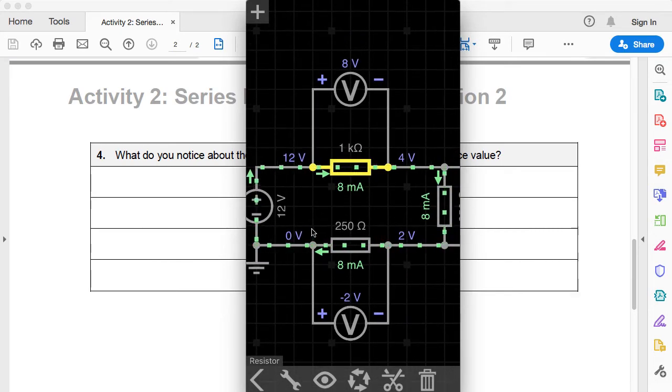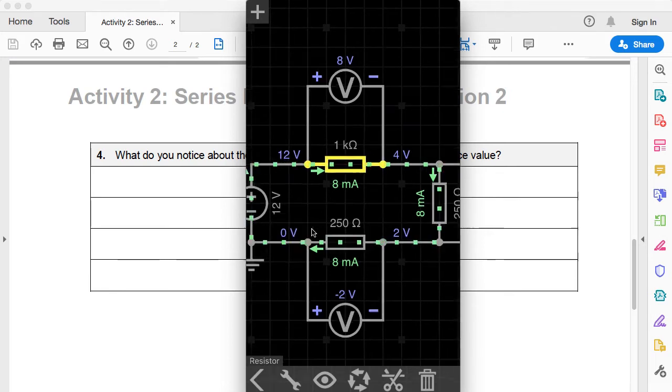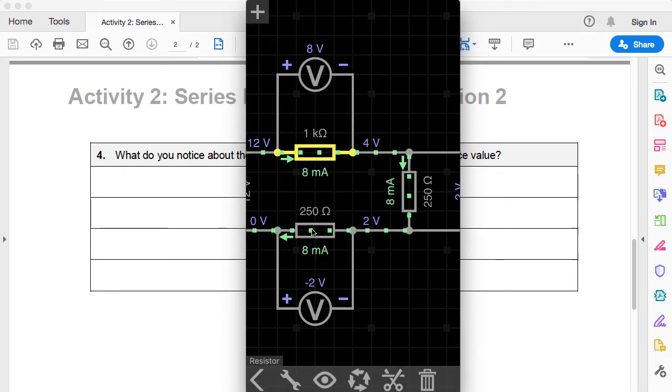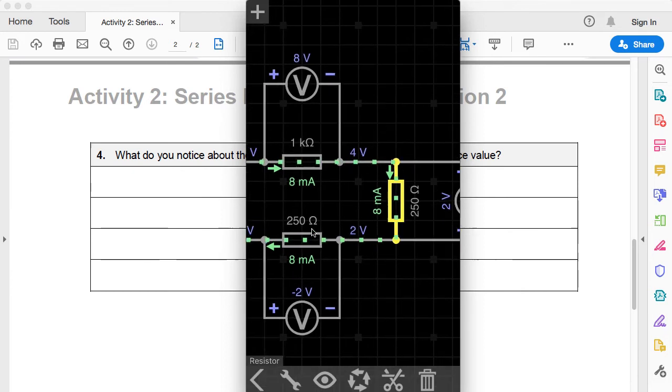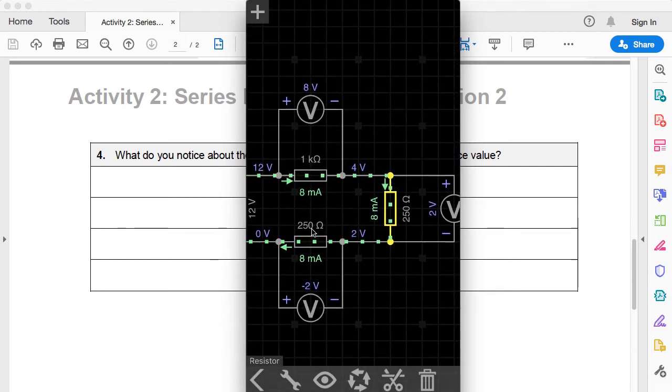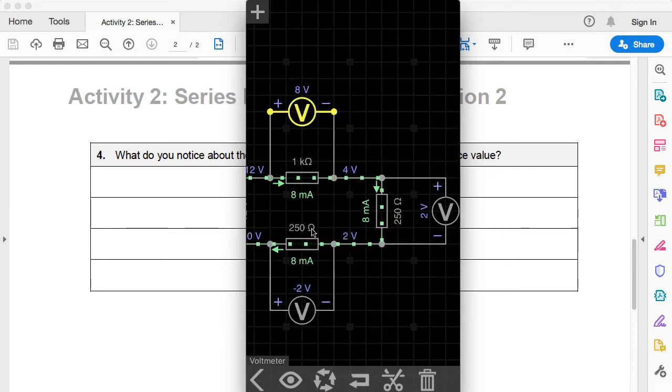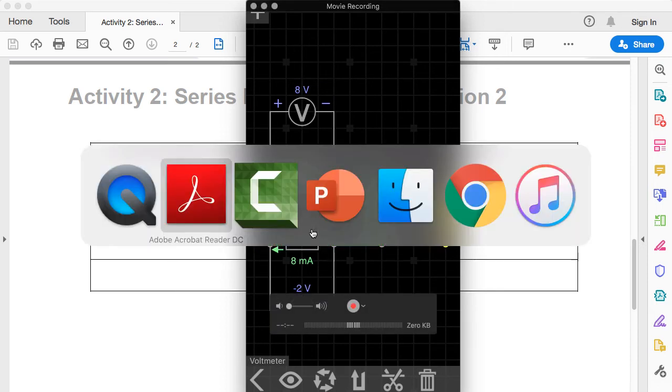Now what do you notice about the ratios? Can you see that the size of the 1 kilo ohm resistor compared to the 250 ohm resistor differs by a factor of 4? The 1 kilo ohm resistor is 4 times bigger than the 250 ohm resistor. Does that match the size of the voltage drops? Well, I think it does. The voltage drop across the 1 kilo ohm resistor is 4 times bigger than the voltage drop across the 250 ohm resistor.